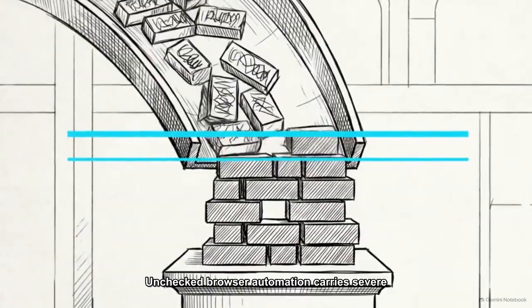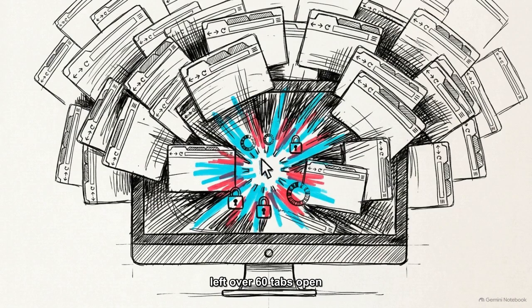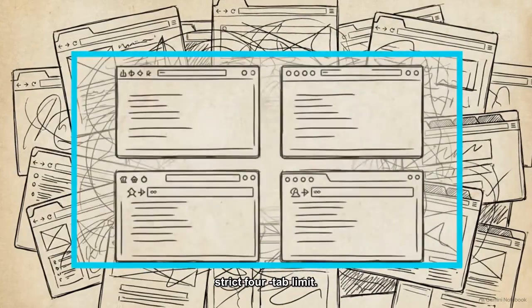Unchecked browser automation carries severe hardware risks. Early runs of the system left over 60 tabs open simultaneously, slowing the host machine to a complete crawl. Now, after every single job, the system aggressively sweeps the browser back down to a strict 4-tab limit.